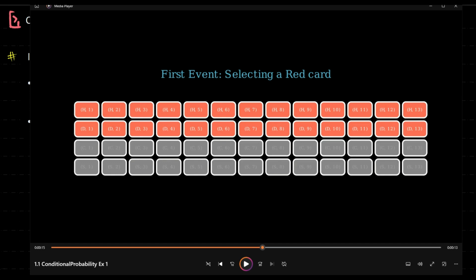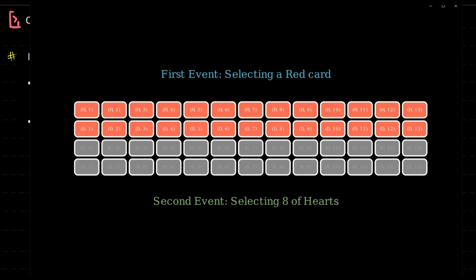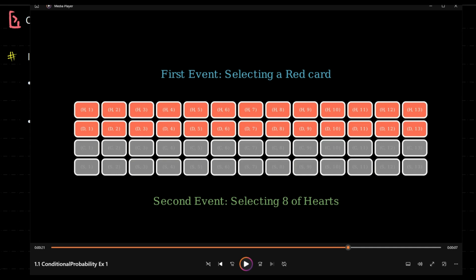Right, we chose all. Now given this condition, so there is a condition being it's a red card. What is the probability of selecting an 8 of hearts? So basically which card? This card, right? So this is around 26 cards, so 1 by 26, right? So the answer is 1 by 26.